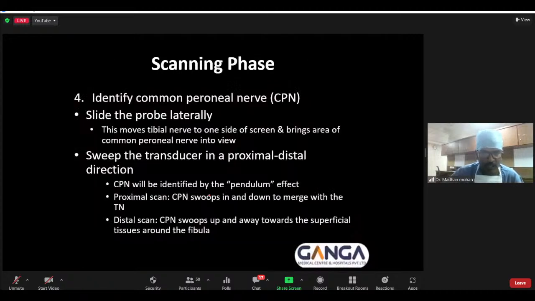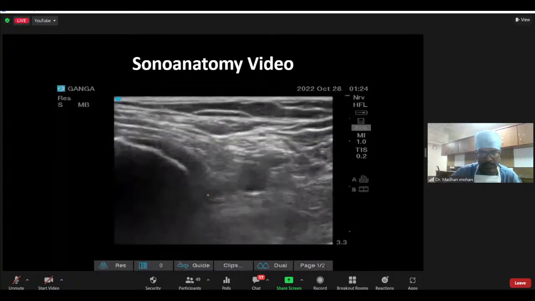The next point is to identify the common peroneal nerve. For this, the probe has to be slid a little laterally and moved proximally. This moves the tibial nerve to one side of the screen and brings the area of the common peroneal nerve into view. Sweep the transducer in a proximal-distal direction. While scanning proximally, the common peroneal nerve swoops in and down to merge with the tibial nerve. During distal scanning, the common peroneal nerve again swoops up and away towards the superficial tissues around the fibula. This is shown in this video.